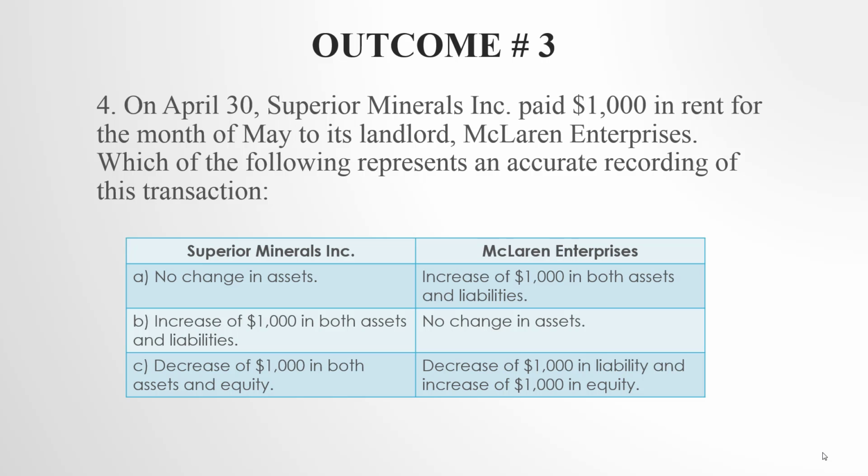We saw earlier in this presentation that prepaid expenses such as rent are an asset because the person paying the money expects to receive a benefit in the future. In the case of Superior Minerals, it has paid the rent for the month of May in advance, and therefore its asset, prepaid expense, has gone up by $1,000. However, its cash has gone down by $1,000 because it has paid that cash to its landlord. Therefore, there is no change in assets for Superior Minerals.